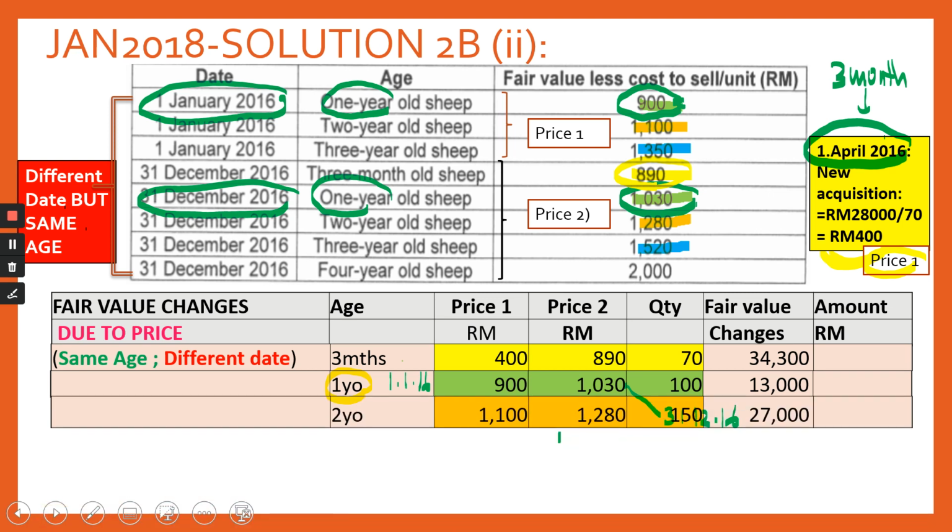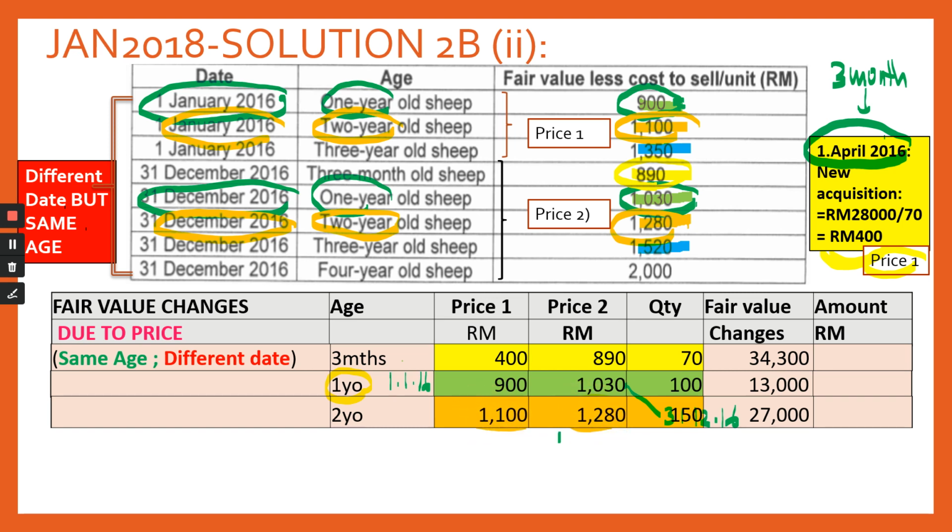Next, we go on to look at 2 years old. So the 2-year-old is this one. 1st of January, the price is 1,100. However, the 2-year-old ship, the similar age, as at 31st of December, the price is 1,280. So you will take the difference between the two prices.